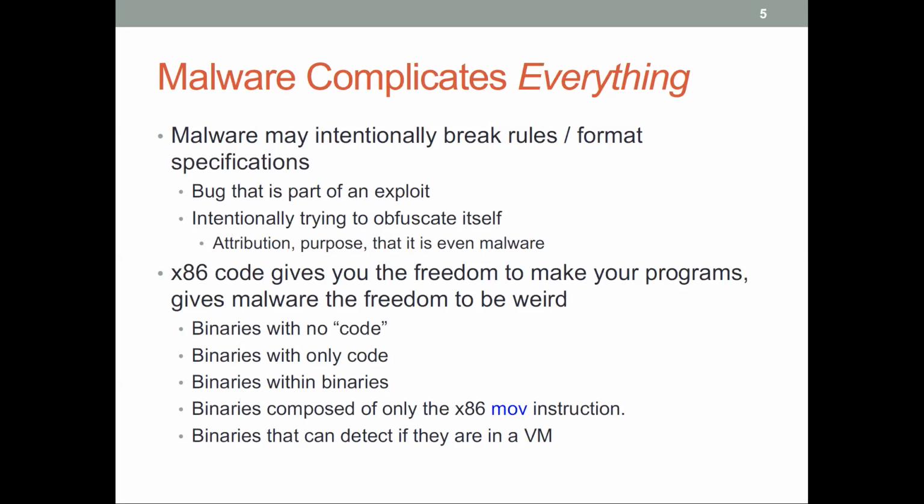So we can have binaries with no code, just header. There can be binaries with only code, no header structure, no header information, no metadata available. There can be binaries encapsulated within binaries. There can be binaries composed of only the move instruction defined within the x86 framework. There can also be binaries that can detect if they are within a VM, a virtual machine. These instances and many more make the task of feature engineering for malware binaries very, very difficult.